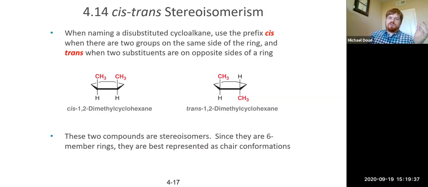And so cis is like Latin for same. When both substituents are pointed the same way, so up or down, then that's a cis cyclohexane or cycloalkane. And when they're pointed opposite ways, we use the prefix trans. So for example, here we have 1,2-dimethyl cyclohexane. If both methyl groups are pointed up, that's a cis-1,2-dimethyl cyclohexane. Whereas if they're pointed on opposite sides, now it's trans-1,2-dimethyl cyclohexane.